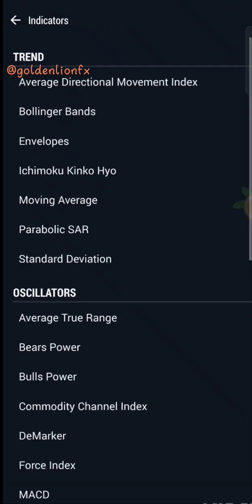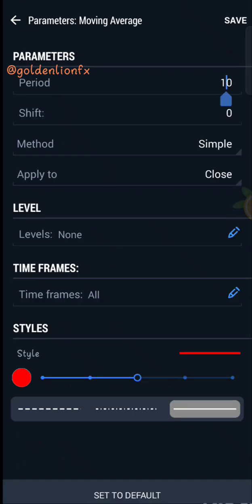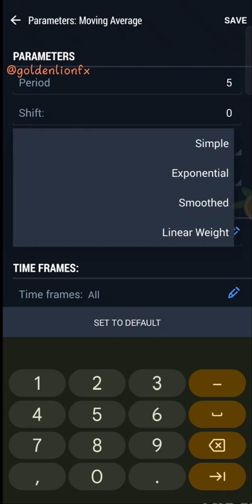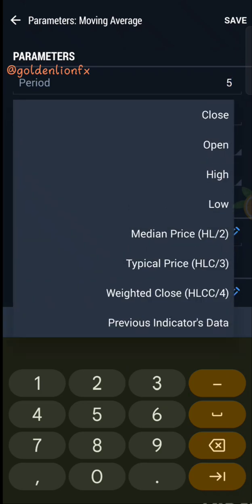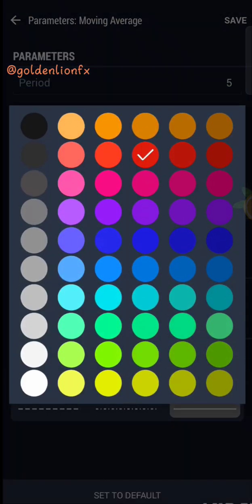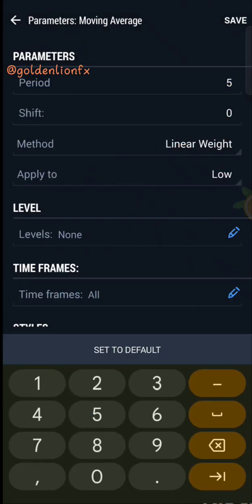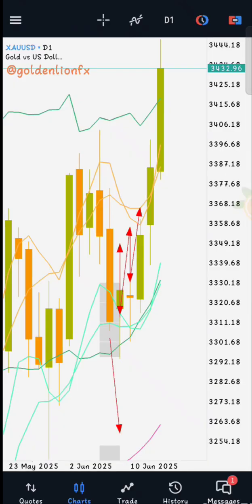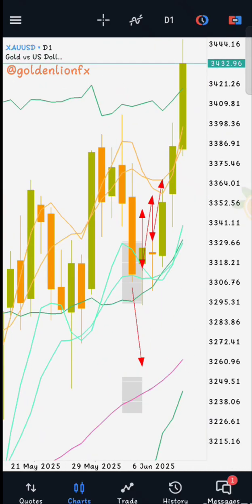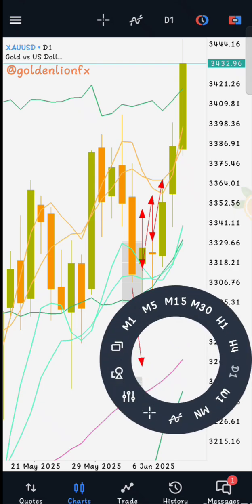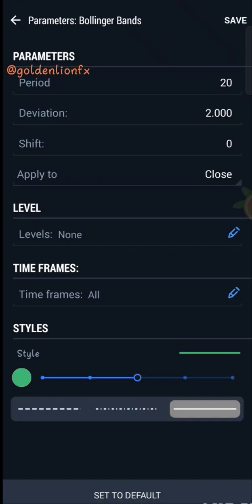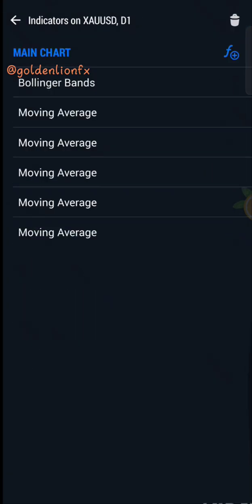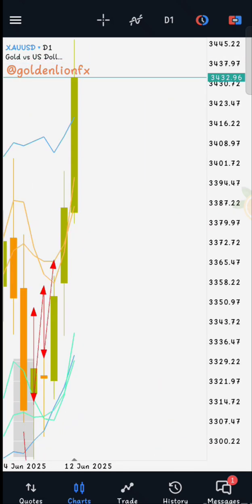Then I add another one, the last one. This time I'm going to set the period to 5, the method is still linear weight, we apply to low, and the color should be the same as we chose before. Okay, so when you turn back to your chart, this is how the indicator will look. For this case, I'm going to change the color of my Bollinger Bands. I want it to be blue. Okay, this will do for me. All right, now it looks beautiful.